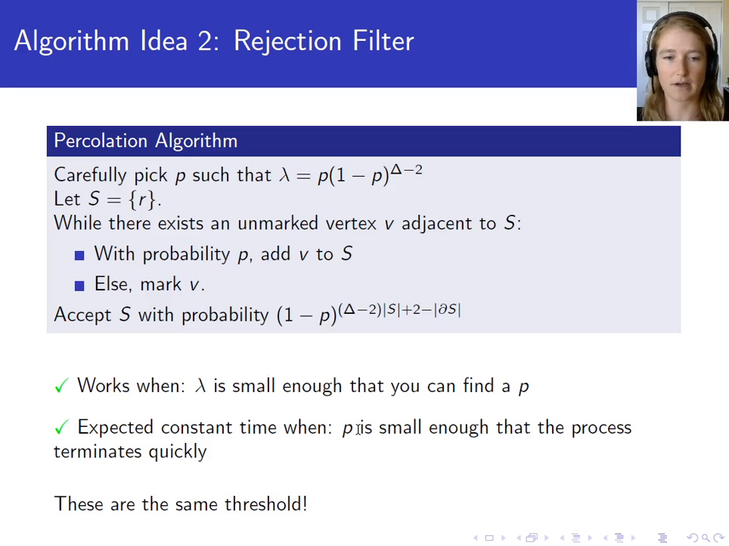So percolation processes, depending on the probability P with which you are including or excluding vertices, sometimes can go on for a really long time, sometimes can end very quickly. When P is small enough so that this percolation process terminates quickly, then this algorithm is going to happen in expected constant time. And it turns out this lambda being small enough so that you can find a P, and P being small enough so that the process terminates quickly, these are exactly the same threshold.